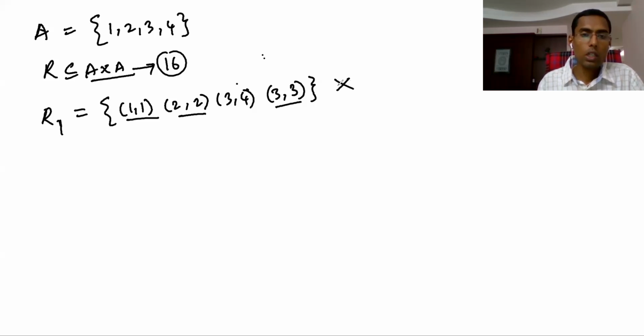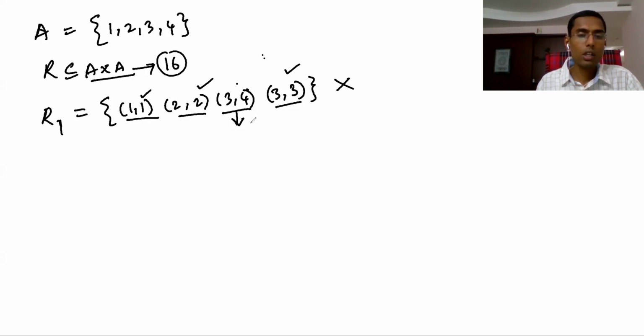How do you check? What is the symmetric definition? If (a,b) is there, then (b,a) should be there. Here (a,b) is (3,4). You need not check (1,1), (2,2), (3,3); generally you should not check that, because with that you will not have a problem. (3,4) is there, so (4,3) should be there.